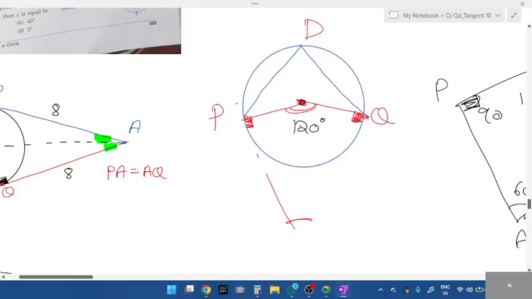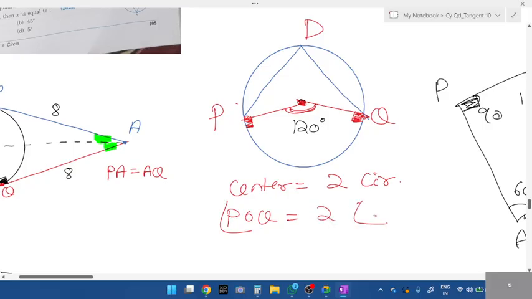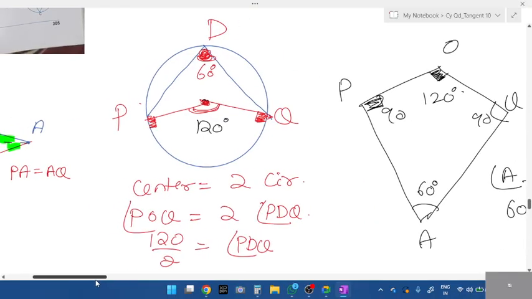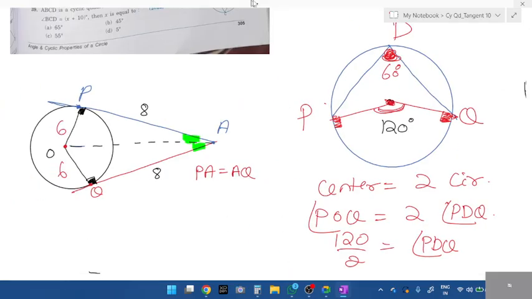Where is the angle formed according to the circle? No, this is not the circumference, it is the center. What's the formula? The angle at the center is equal to twice the angle at the circumference. Angle POQ is equal to 2 into angle PDQ. In the center, if it is 120 degrees, what is the angle formed in the circumference? PDQ is 60 degrees. This is 60. Is this clear? All of you understood? 60 degrees.